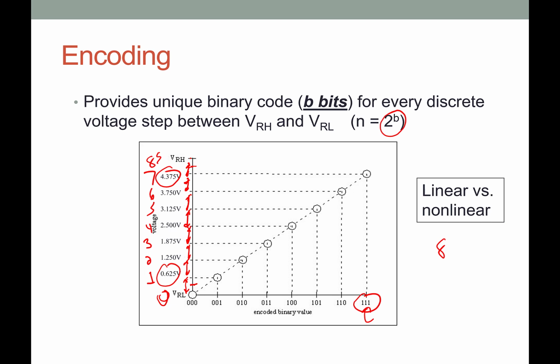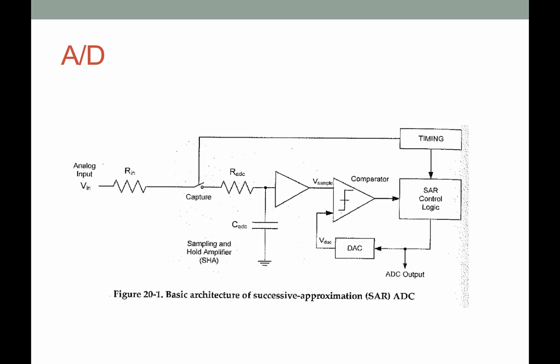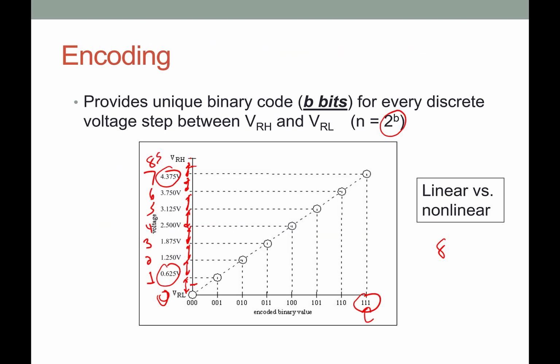So that in this case is 5 minus 0 over 2 to the 3, so 8. So 5/8, oops, sorry, went the wrong way, is 0.625.